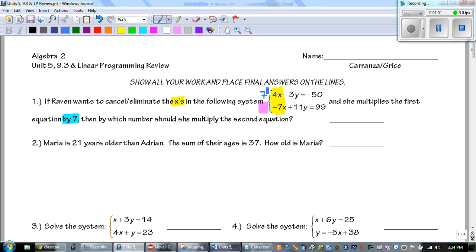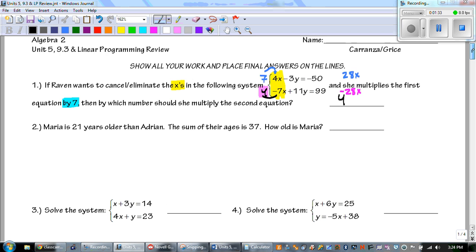Well, if you need a little help, 7 times 4, that's going to be a 28x. I need to get a negative 28x to cancel those out. So what number goes right here? What do you think? Yeah, it's a 4. If you multiply 4 times negative 7, you will get negative 28x to cancel them out. So the correct answer is 4.